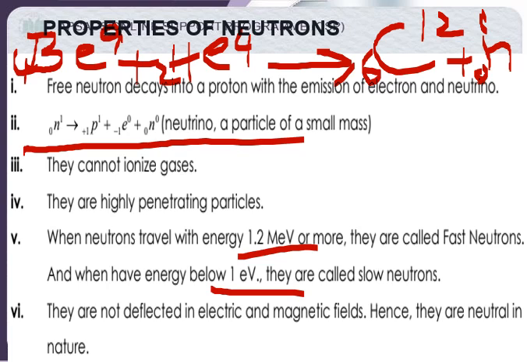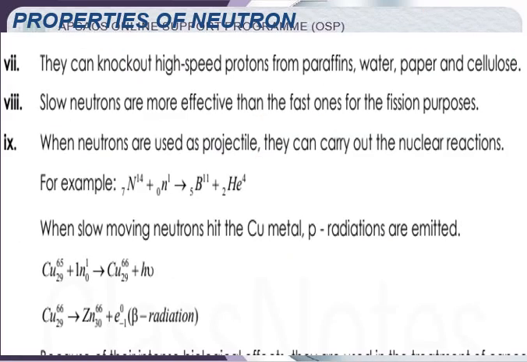They are not deflected in electrical or magnetic field. Why? As they are neutral. They don't carry any charge. So there will be no effect of electrical and magnetic fields. These are the remaining properties of neutrons. They can knock out the high speed protons from paraffins, water, paper and cellulose.